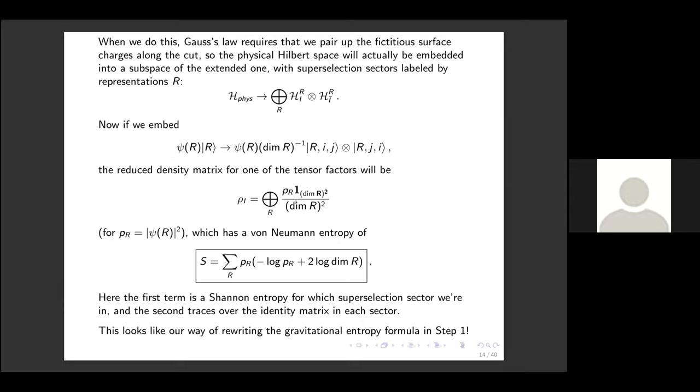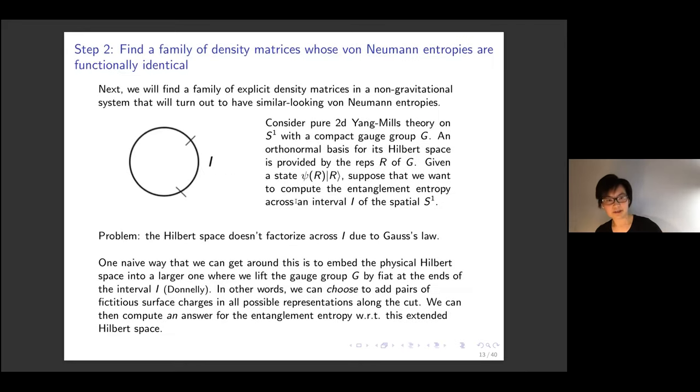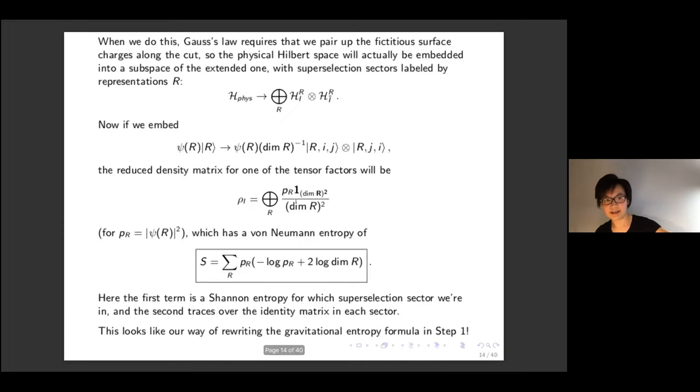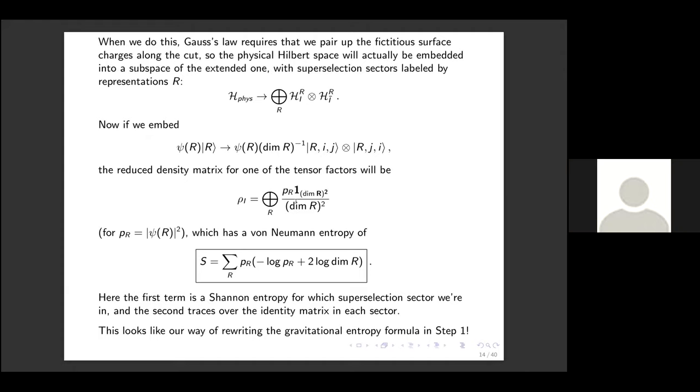Can I ask a naive question? When you think of this embedding, is there any constraint on it, or do you embed into just a larger Hilbert space? So I defined a specific larger Hilbert space, which is the one you get when you add surface charges in all possible representations to the endpoints of the interval I. And this second formula from the top here is the embedding that's forced by this particular extension. Thank you very much.